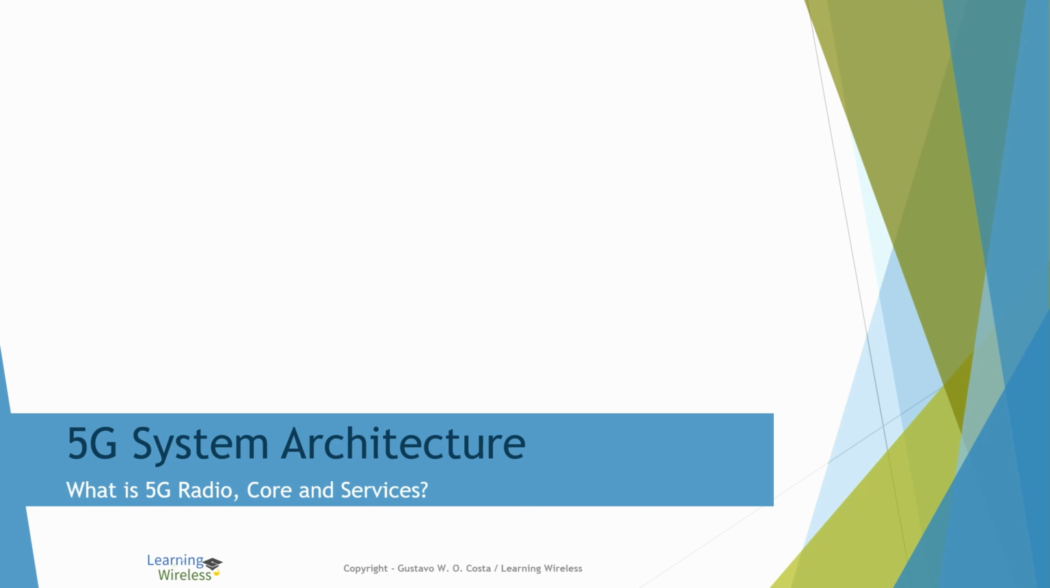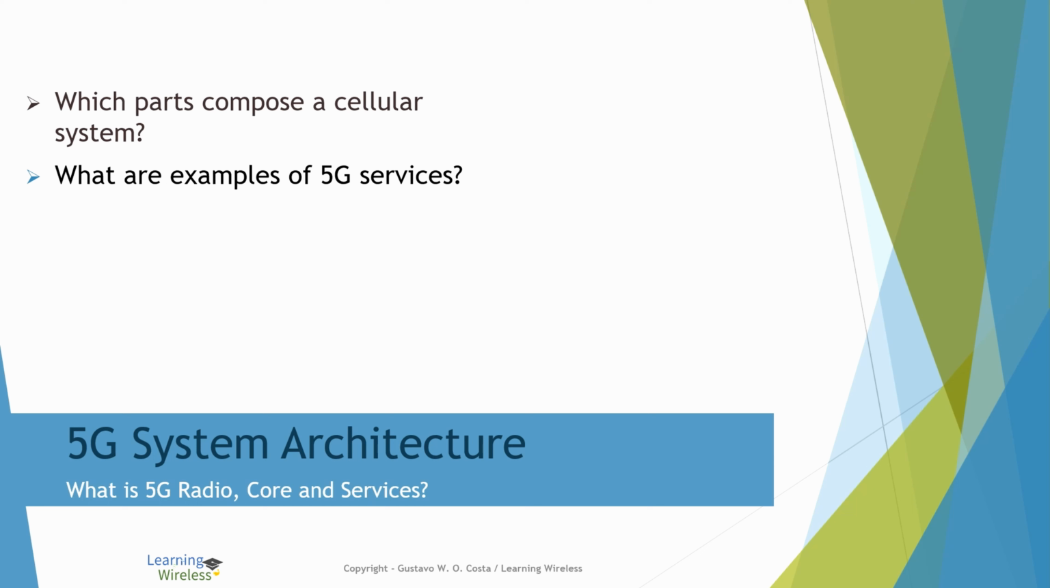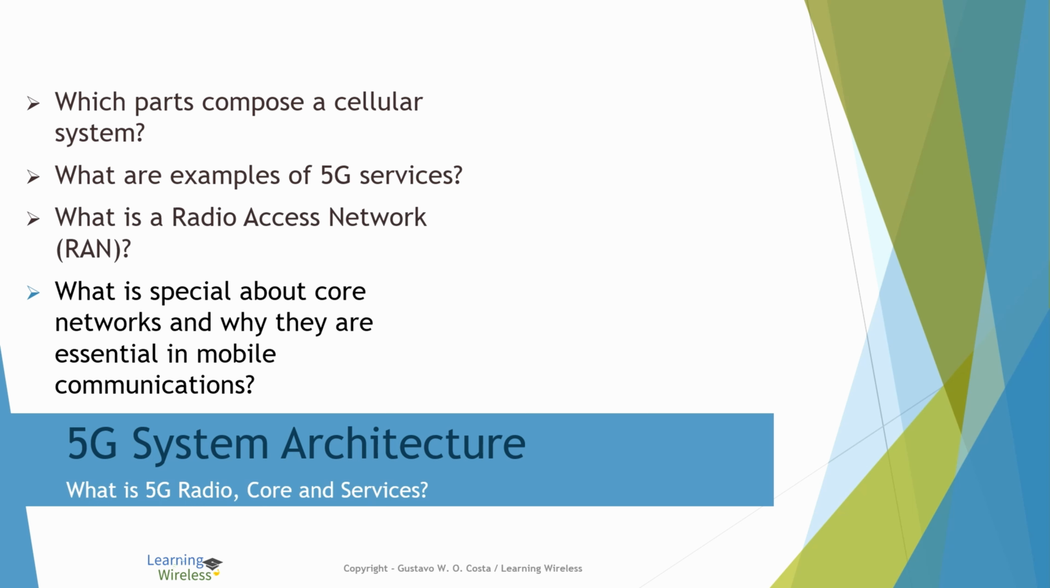So the questions that we're going to try to answer. First of all, which are the parts that compose a cellular system? Next, we're going to try to understand what are examples of 5G services and why they bring new opportunities for business. We're also going to try to understand what is a radio access network. The acronym RAN is widely used. And last but not least, we're going to talk about core networks. This is an aspect that is special in mobile communications, but we need to understand why they are present there and why they are so important.